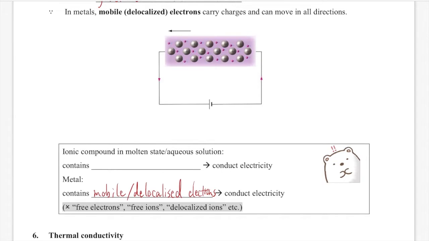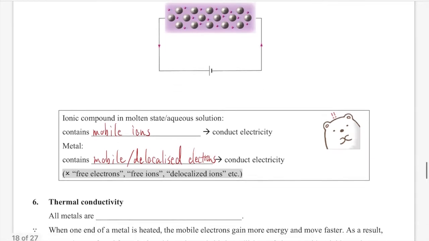Okay, and then for the case of ionic compounds, they can also conduct electricity, but only when in molten state, that means it's turned into liquid, or in aqueous solution, that means it has been dissolved in water. So in those two cases, it contains mobile ions, so that it can conduct electricity. So for ionic compounds, remember they don't have mobile electrons. It only has mobile ions that can move to conduct electricity.